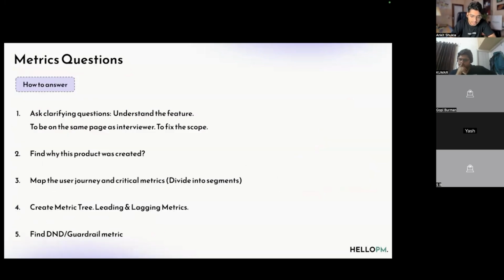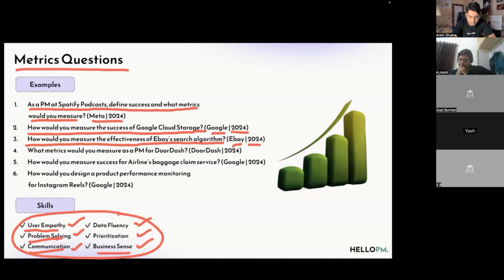How to answer these questions? Let's say I ask you the question, how would you assess the success of WhatsApp status updates? My question to everyone is, how would you assess the success of WhatsApp status updates? I'm sure everyone has seen these WhatsApp stories that come in for about 24 hours and then they go away. How would you measure the success of WhatsApp stories? Everyone, go ahead and tell me in the chat. Take a moment.